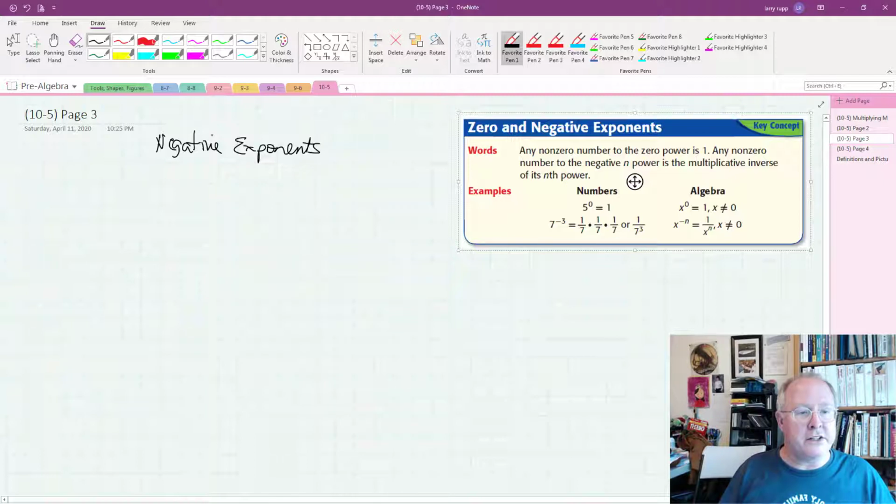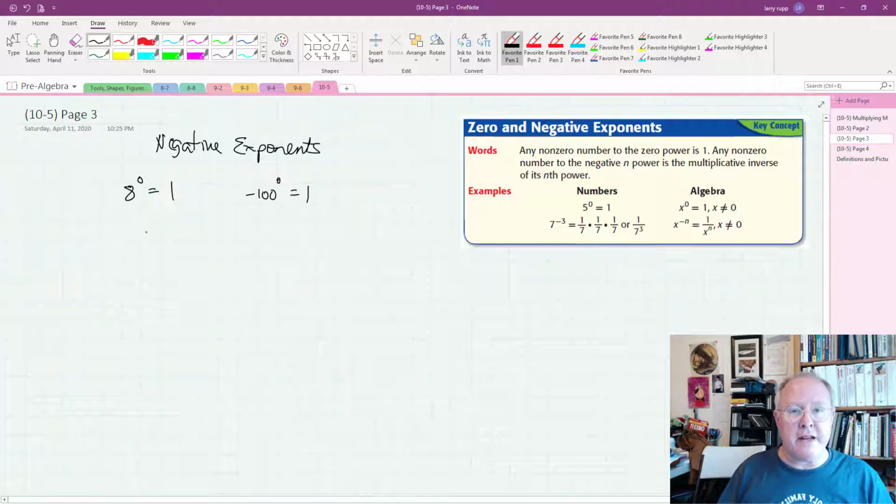It says any non-zero number to the 0 power is 1. So over here, let's do that. Any non-zero number, let's say 8, to the 0 power is 1. Any number you want to name, negative 100 to the 0 power, 1. Non-zero. Now, what we really need to learn about is any non-zero number to the negative n power is the multiplicative inverse of its nth power.